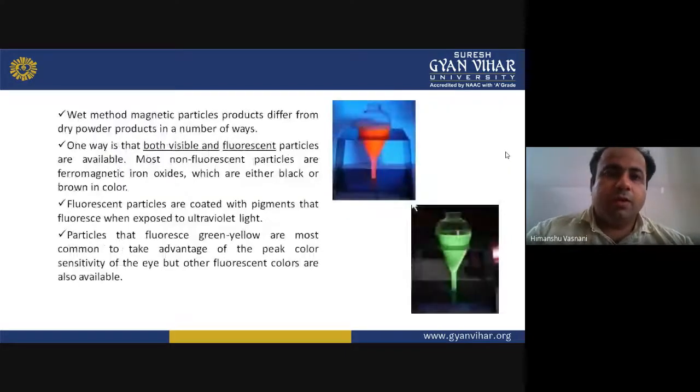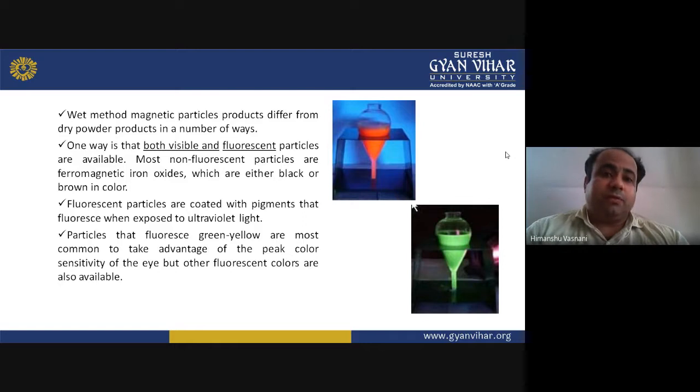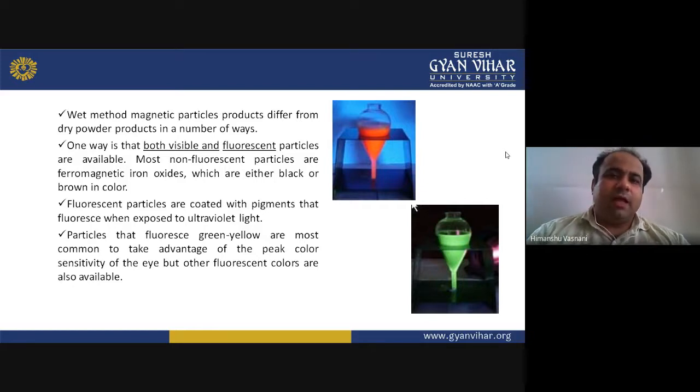So wet method magnetic particle products differ from dry powder products in a number of ways. Now let's start with this. One way is that both visible and fluorescent particles are available, and most non-fluorescent particles are ferromagnetic iron oxides, which are either black or brown in color. One of the most common particles, ferromagnetic iron oxides, are available in black or brown color.